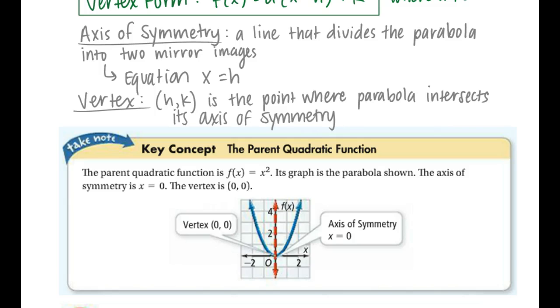So when we're graphing quadratic functions today and beyond, we're really just transforming the graph of the parent function. And hopefully you remember all the transformations that we have learned in the past couple chapters. We will be using that knowledge today.